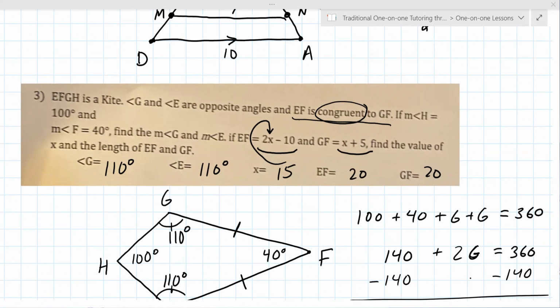Let me know when you're ready to move on to number 4. Well, let's move on to number 4. All right, let's do it.